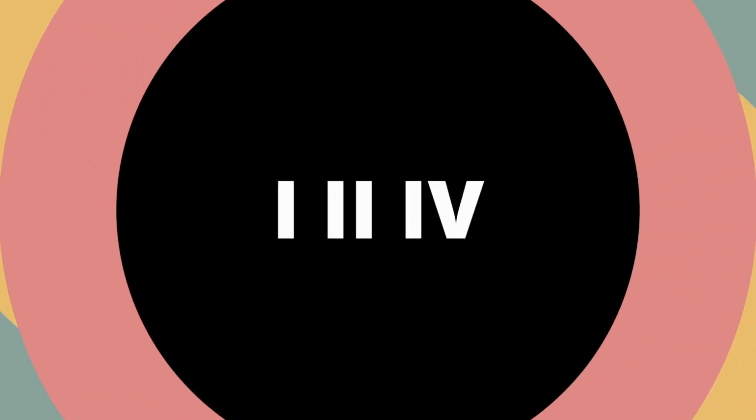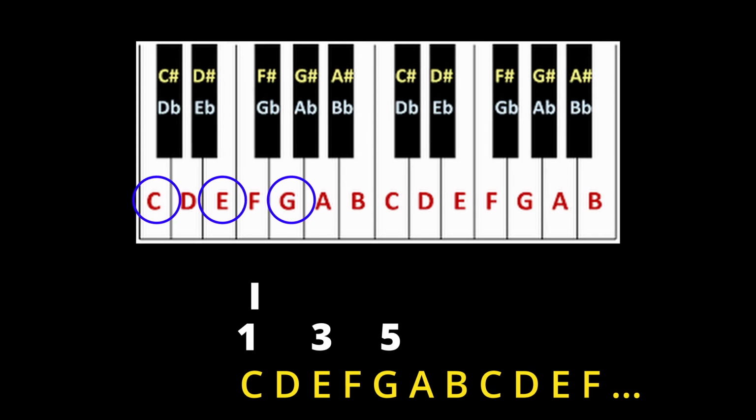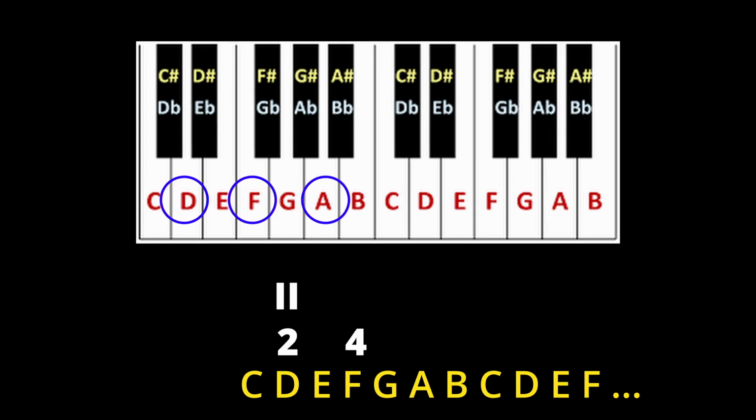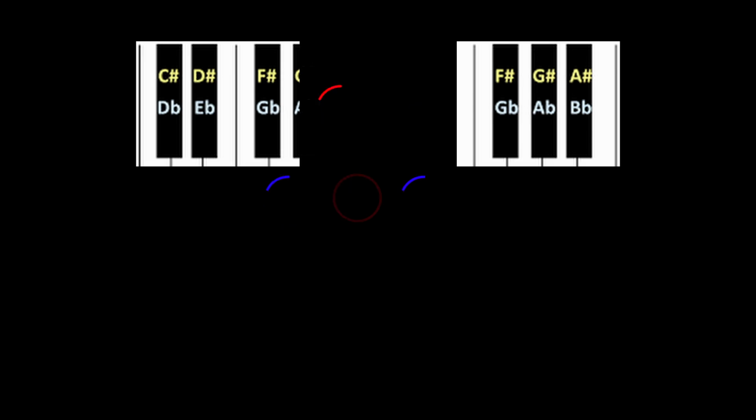Next is 1, 2, 4. Let's take C major, C, D, E, F, G, A, B, C, D, E. 1 is C, E, G, 2 is D, F, A, 4 is F, A, C. You could add 5 at the end with G, B, D.